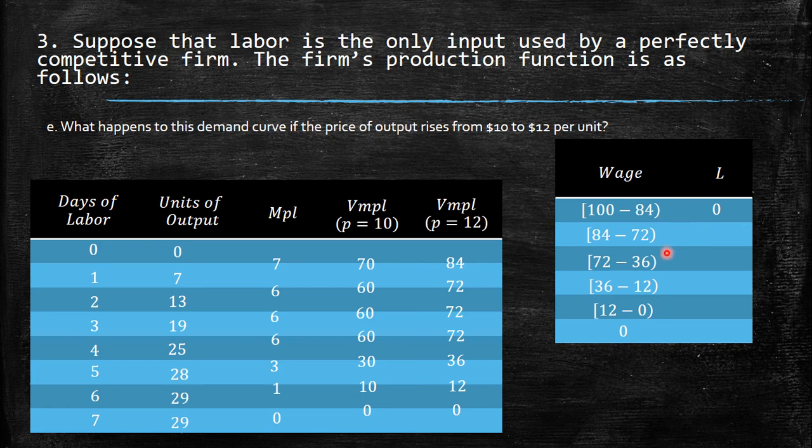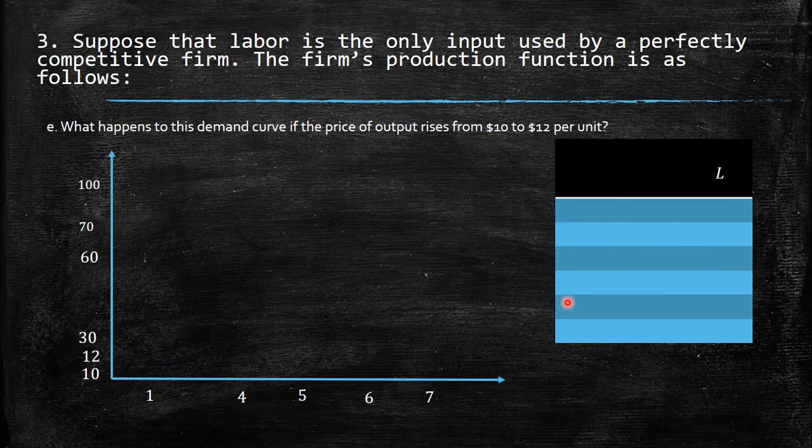Before, in this interval, when the wage was 84, I didn't hire anyone. But here, due to the increase of the price, I can start to hire someone. So from this interval, I start to hire one guy. Then from this one, I start to hire four guys, and then for this interval I hire 5, and then 6, and then 7.